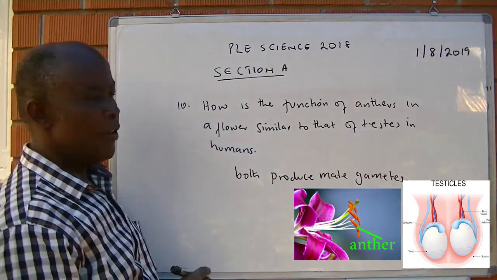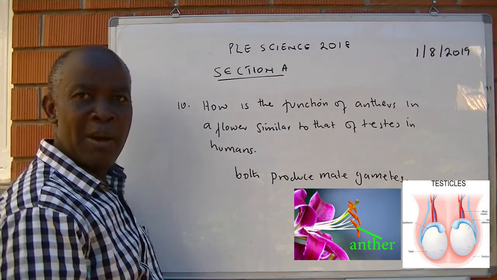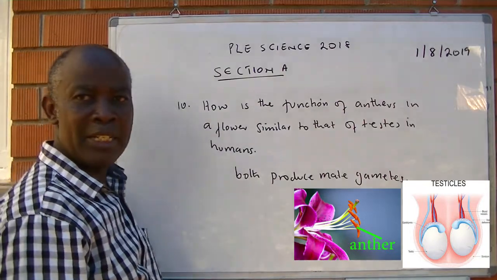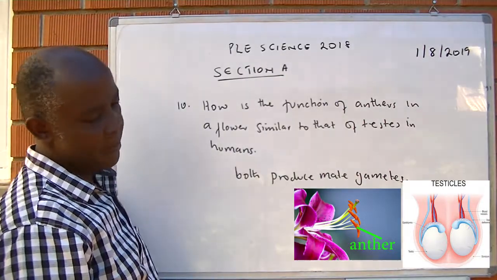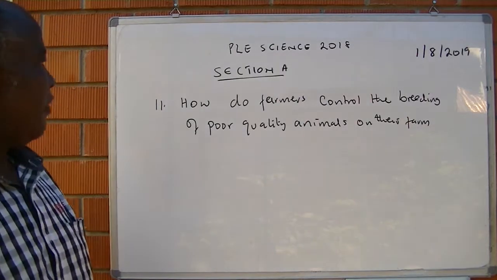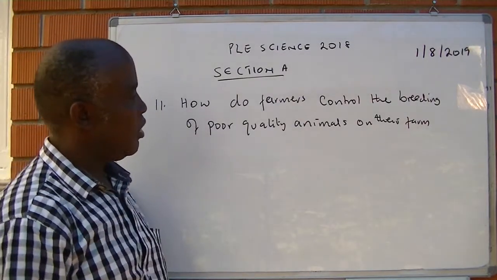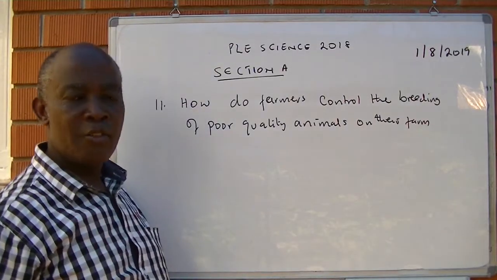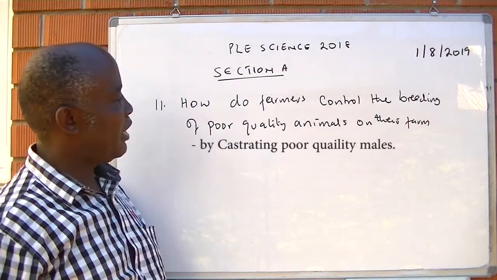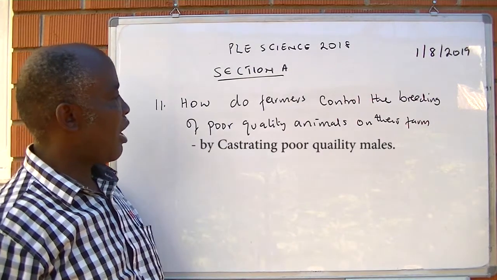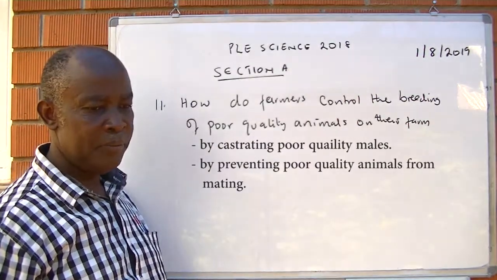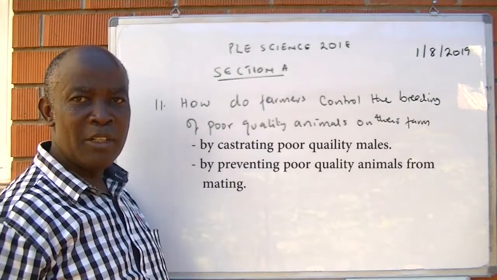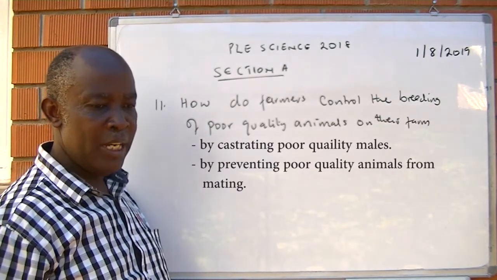In the flower, the male gametes are spores. In humans, the male gametes are sperms. Number 11. How do farmers control the breeding of poor quality animals on their farms? By castrating the poor quality males, by preventing poor quality animals from mating.